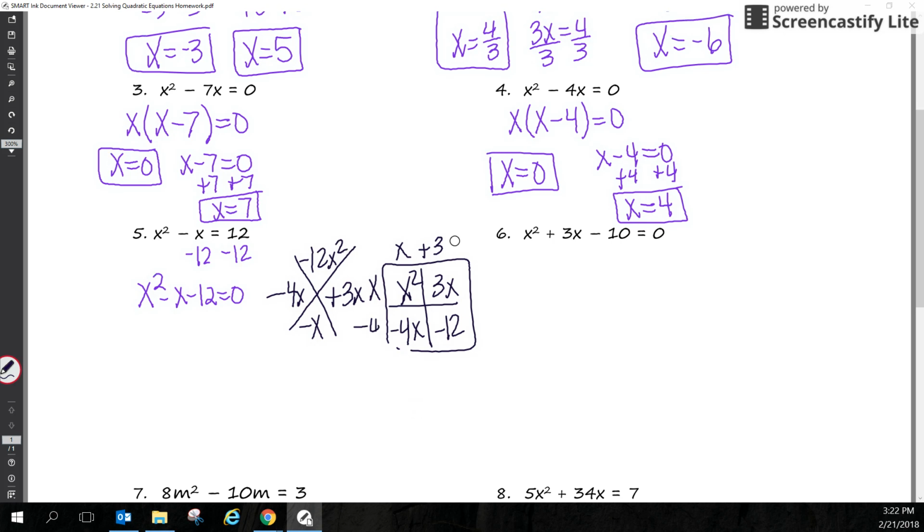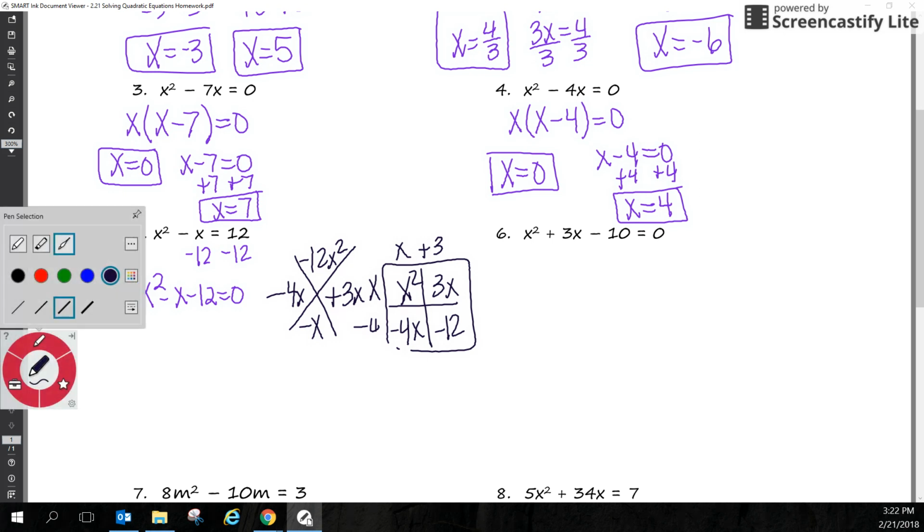Does negative 4 times 3 give me negative 12? It sure does. So that's my correct factorization. There we go. We've got x minus 4, x plus 3.